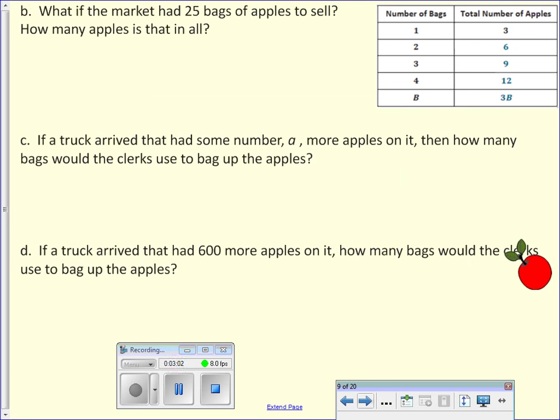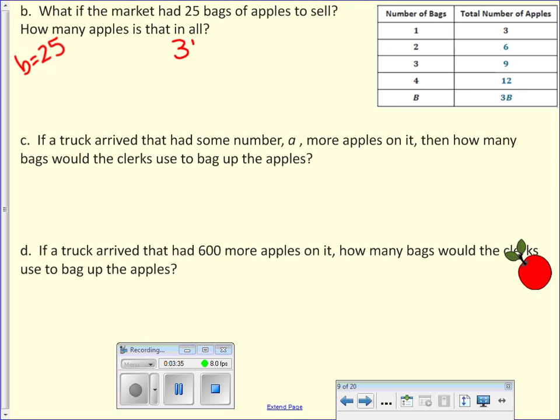Here's the table again. What if the market had 25 bags? Well, I really don't feel like extending my table to 25. So I can use my formula. So if my number of bags equals 25, I can use my formula to solve. What do I write first? Formula. We write our formula first.